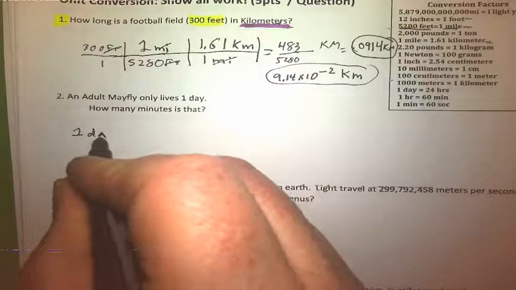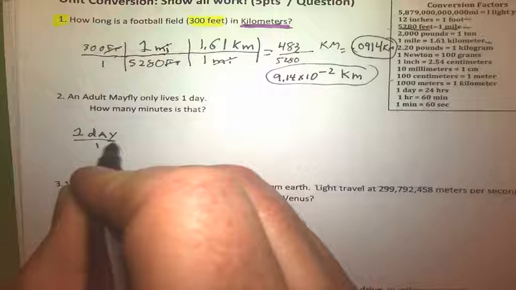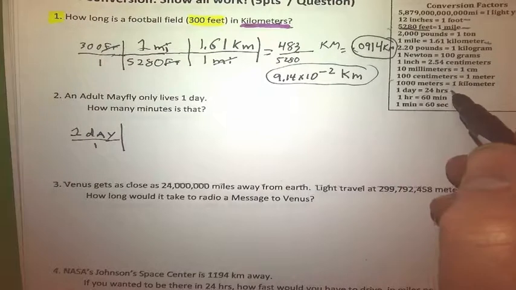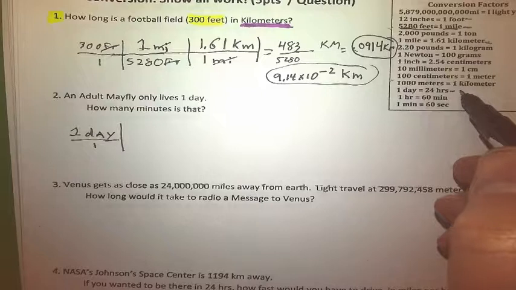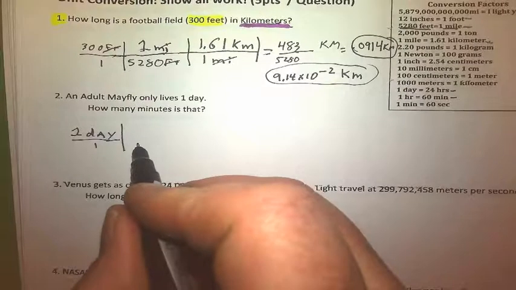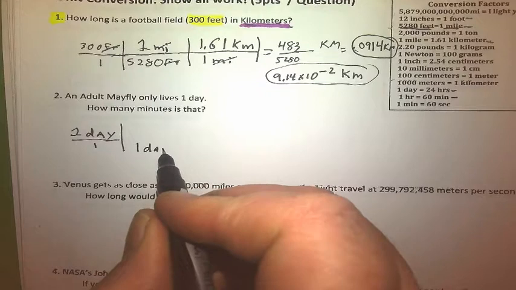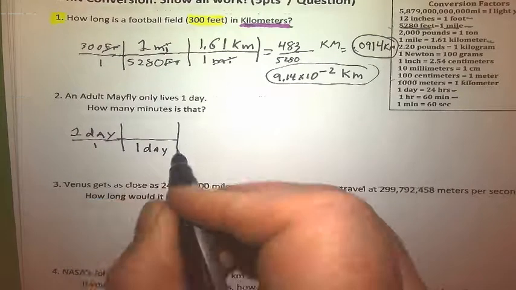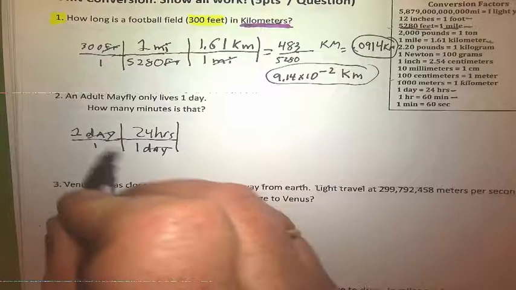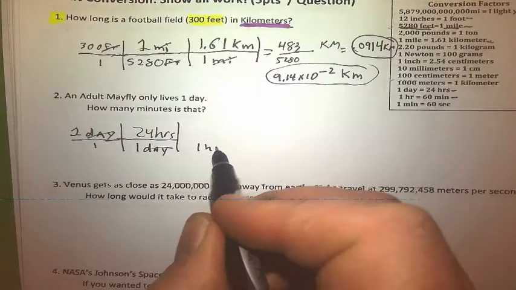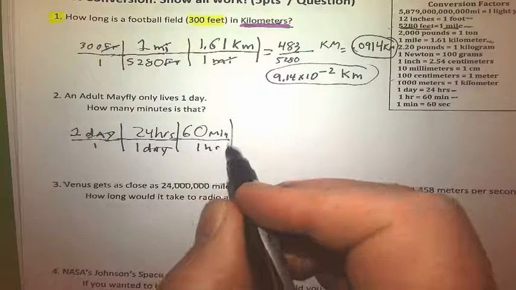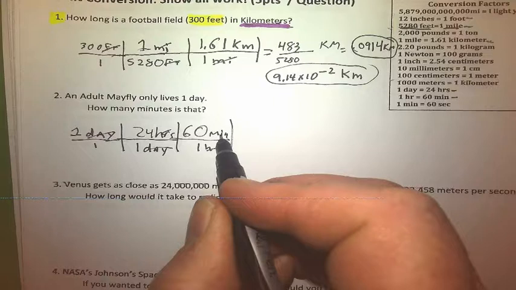1 day over 1. And we've got a couple of time units here. A day goes into hours, and then hours go into minutes. So I've got a day on the top, I need a day at the bottom. 1 day is equivalent to 24 hours. Day crosses off day. 1 hour is equivalent to 60 minutes. Hours cross off, leaving us with minutes.